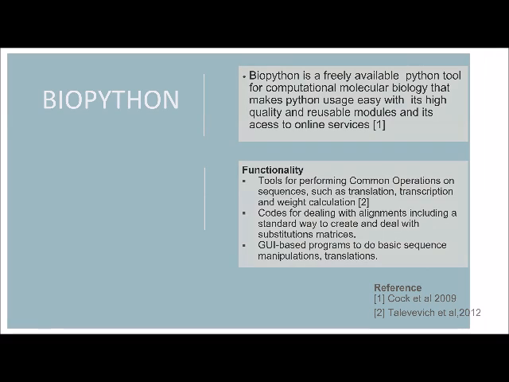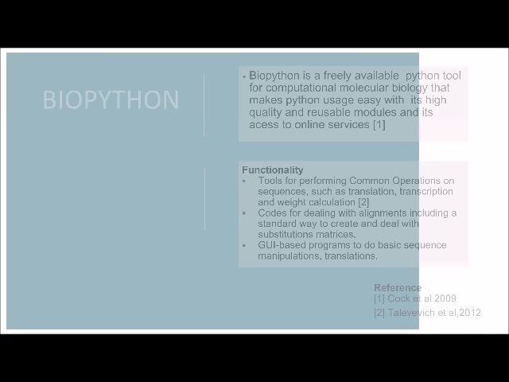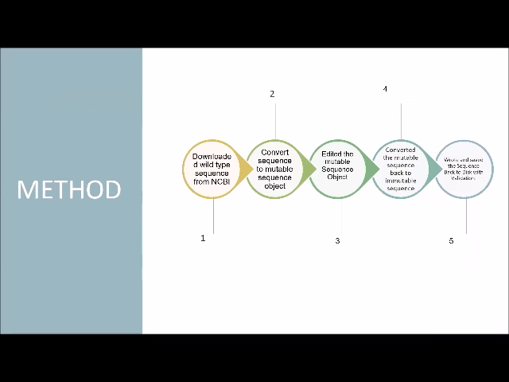For the method used for manipulation or mutation of sequences, I downloaded the wild-type sequence from NCBI, which is a database reference, and the sequence downloaded was converted to a mutable sequence because the sequence came as a string that cannot be mutated. So the mutable sequence is now edited, and then after the mutation has been effected, the mutable sequence is converted to an immutable sequence and is saved back to the disk.